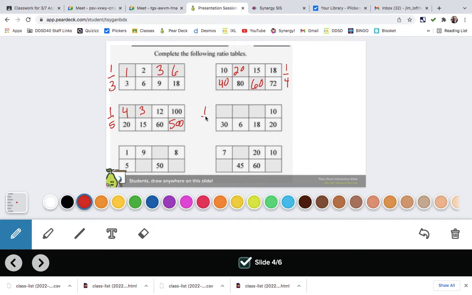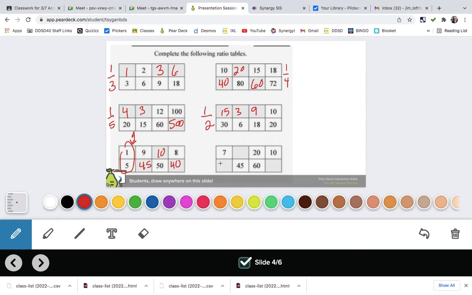This is the 1 to 2, so that's 15, 3, and 9. These two are the same as each other. This is also the 1 to 5. So that means this is going to be 45, and this is going to be 10, and this will be 40. Just multiplying the top number by 5 to get the bottom number, because a ratio is comparing two numbers, and it has a multiplier.